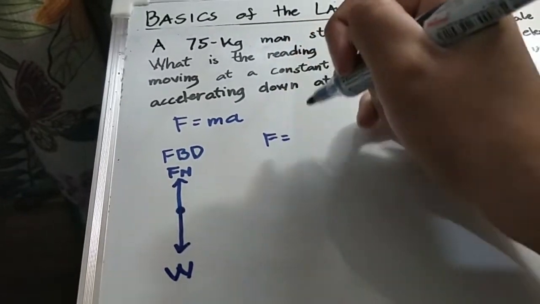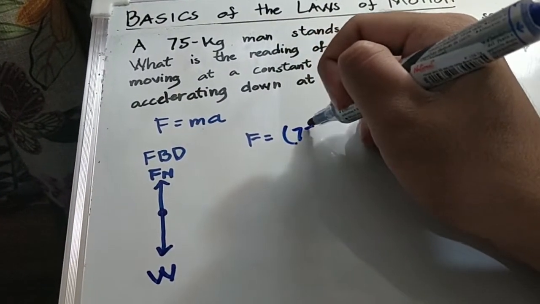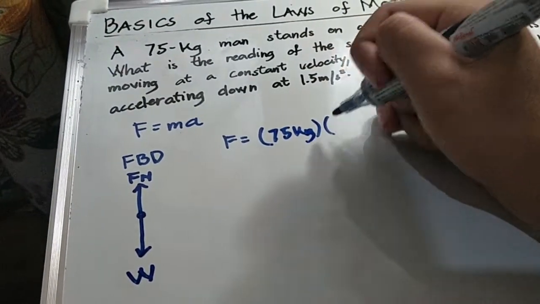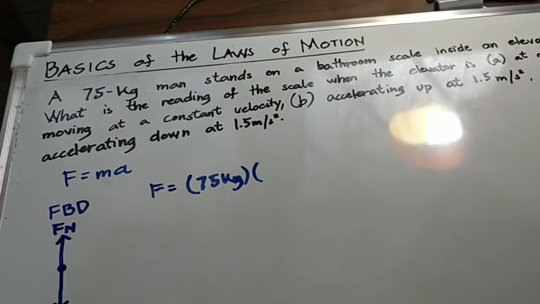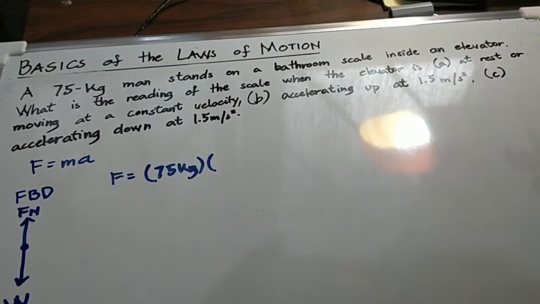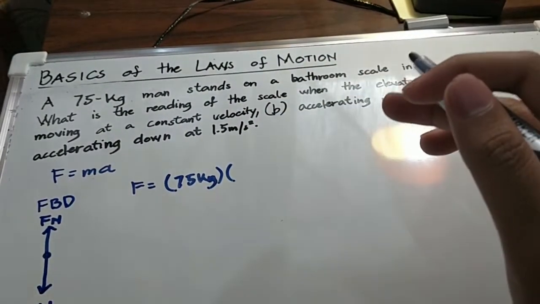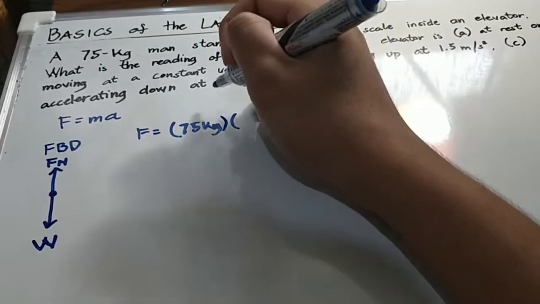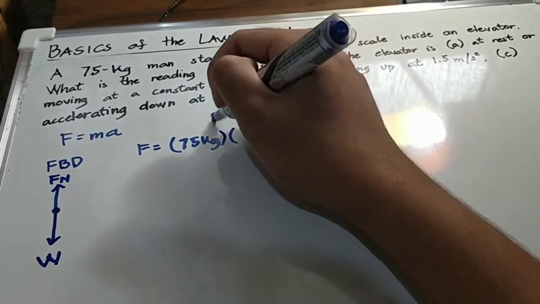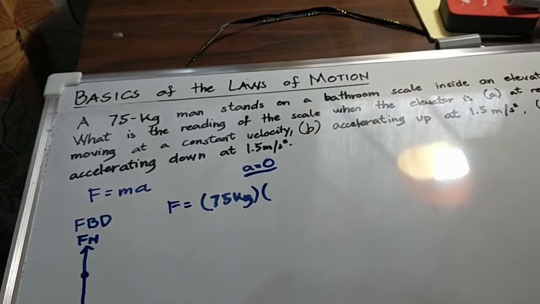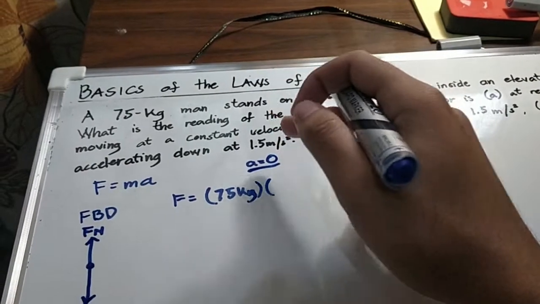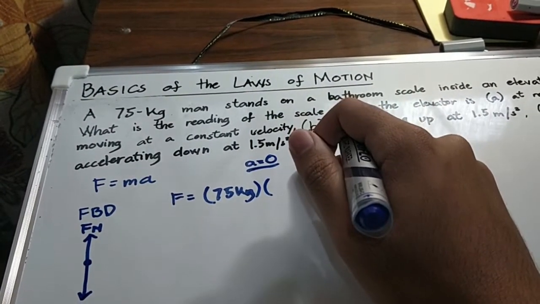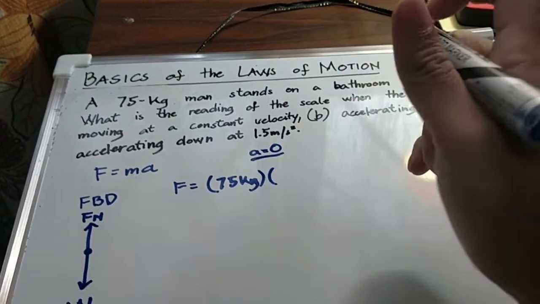Force mo is equal to 75 kilogram yung man times yung acceleration due to gravity. Ito, masasagot natin yung when it is at rest or moving at a constant velocity. Ang constant velocity, ang acceleration mo is equal to 0. Lagi yung tatandaan. Kapag ang object ay at rest or moving at a constant velocity, acceleration is equal to 0, kasi there is no change in velocity.